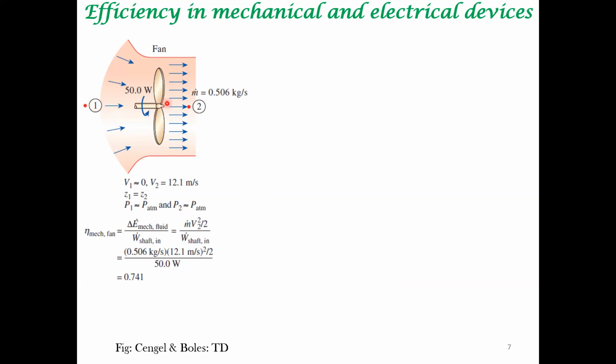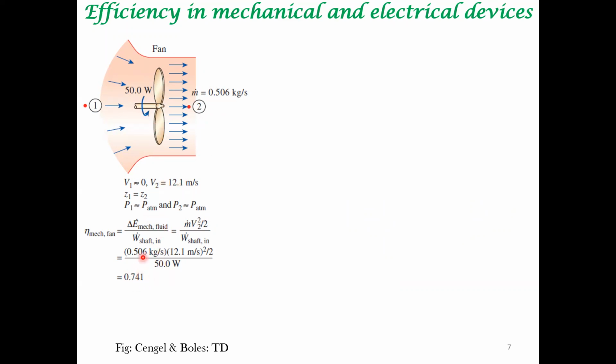The potential energy, there's not much change. Everything is under atmospheric pressure. So the energy output, in terms of this air, is just the kinetic energy. This kinetic energy is generated using an electrical input. So you can compute the efficiency of this device.